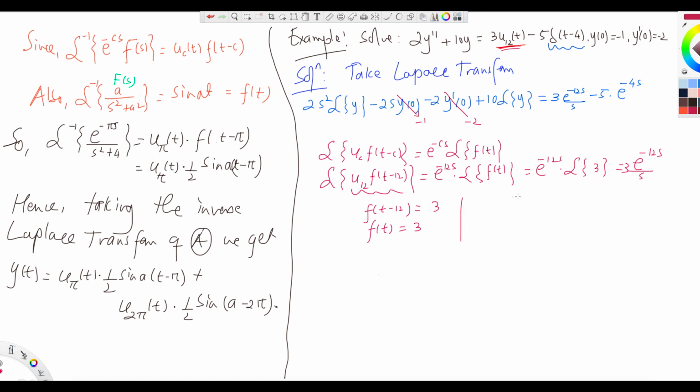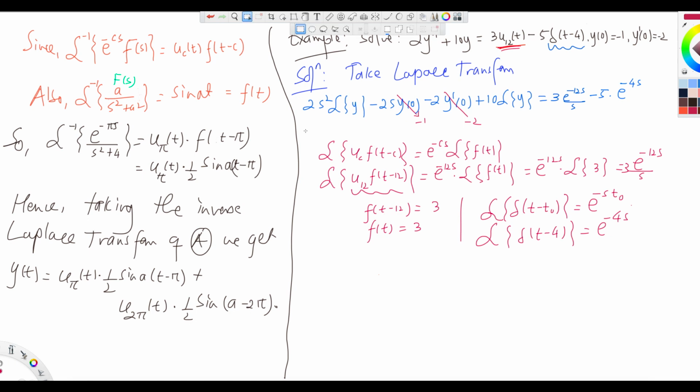Similarly, what is the another formula? Laplace transform of delta t minus t0 is equals to e to the negative st0. That's what we learned, right? So in that way, what is the Laplace transform of delta t minus 4 then? That will be e to the negative 4s. That's what I got there. So 5 is already there. So this is what I get for the Laplace transform of the right hand side.